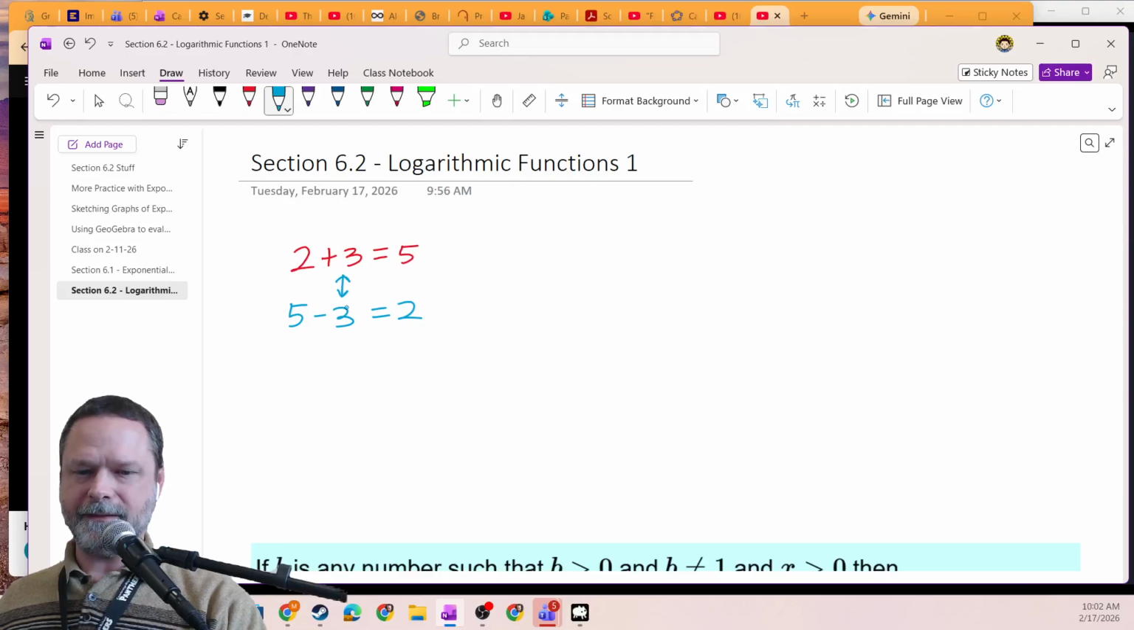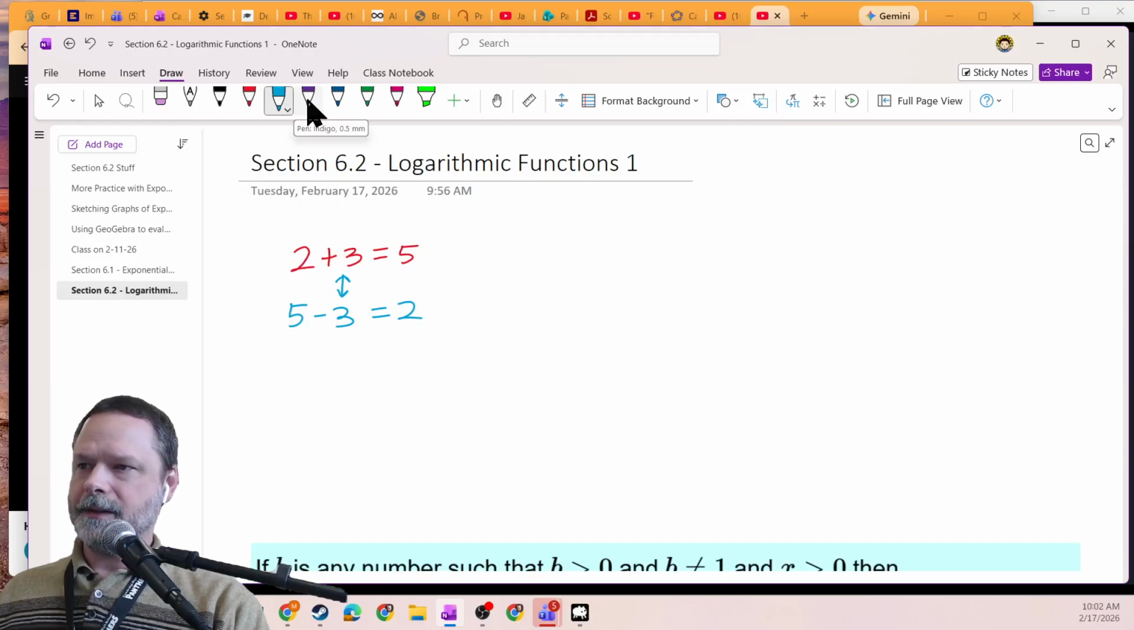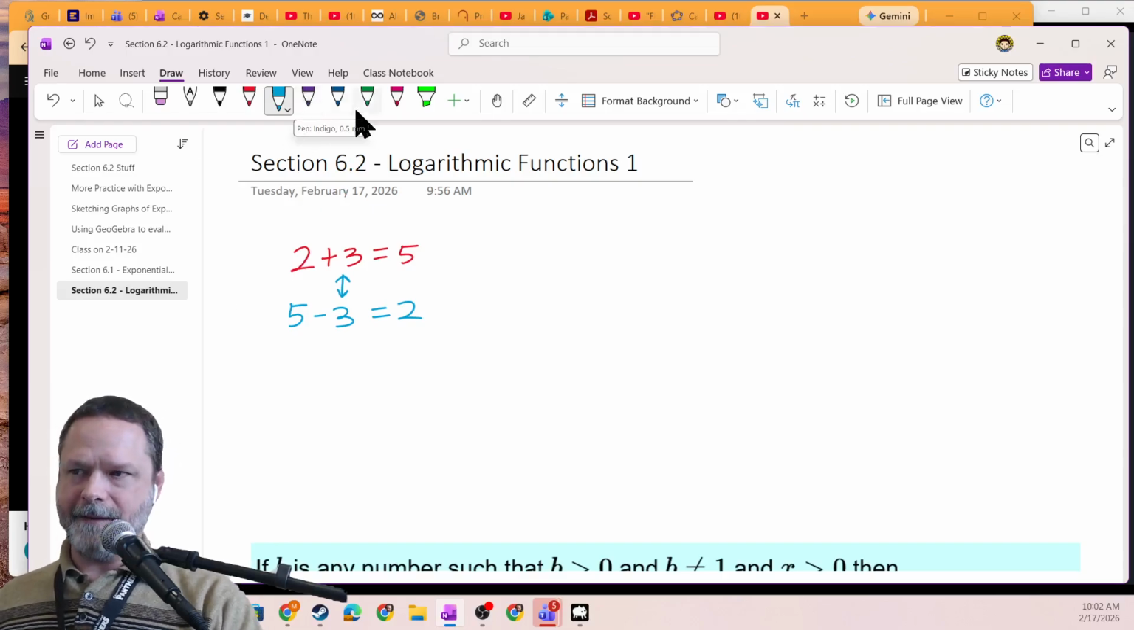Save yourself some mental exercise. Brain power is just to know this, and then we're just adding more. It's just more adding, right? And then subtraction's a piece of cake. So when we're talking about logs, you want to do the same thing.